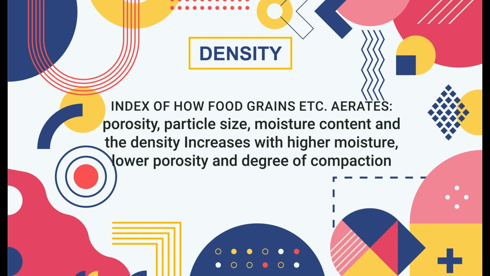Now, as an index of how loosely the food grains are packed, bulk density will depend on porosity, particle size, moisture content and density. It increases with the moisture. If the moisture level is high, then the bulk density will increase. If porosity is low, bulk density will increase. But if it is more porous, the bulk density will go down. And degree of compaction, as I told you, one sack on the other, the bulk density will increase.